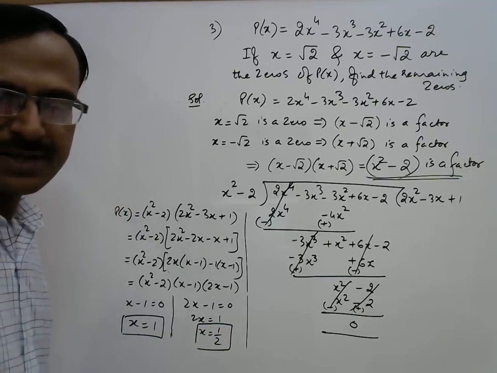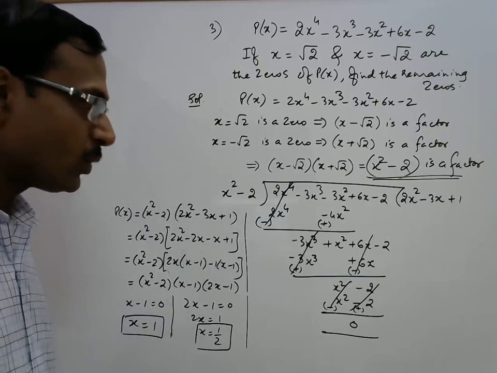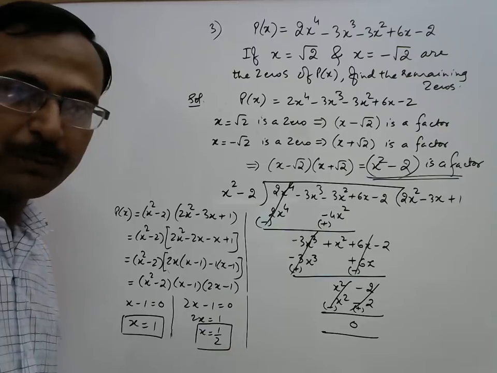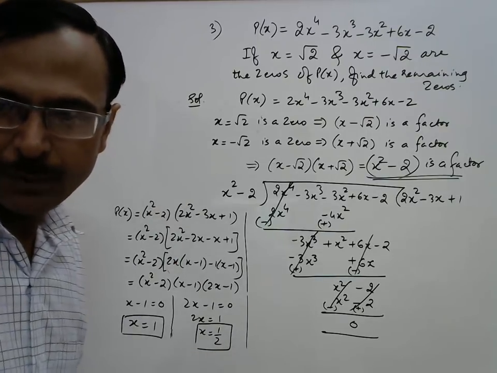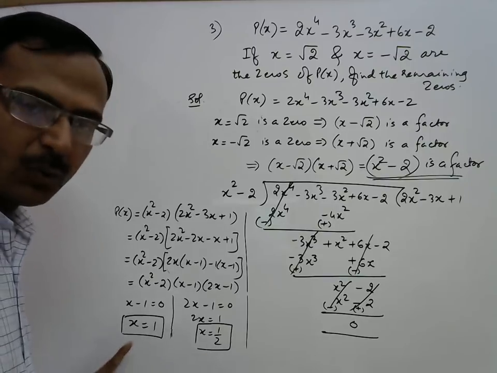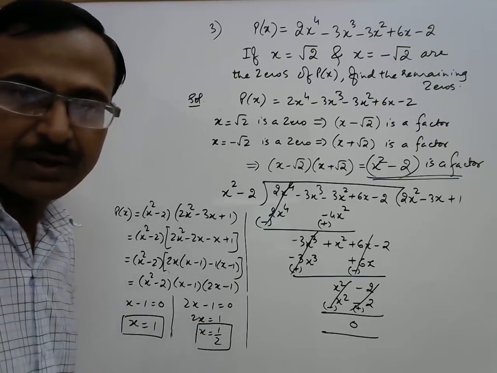So you see the method is same, but the equation given in the previous question was a cubic polynomial and now the equation given is a biquadratic polynomial. So 1 by 2 and 1. This is the answer for the third question.